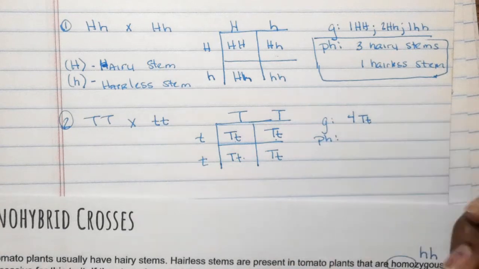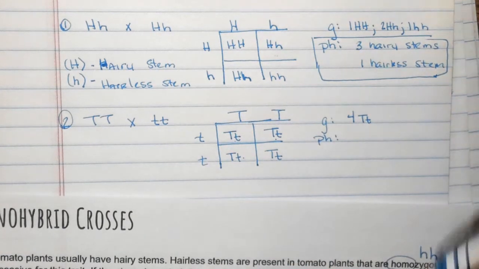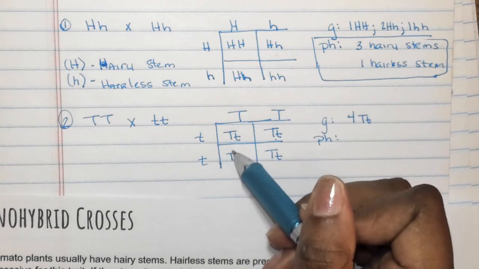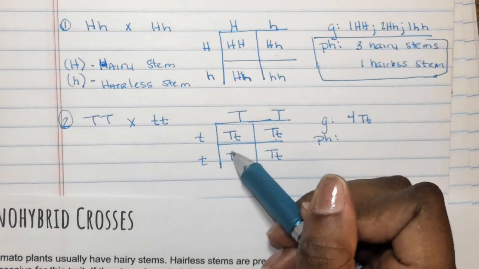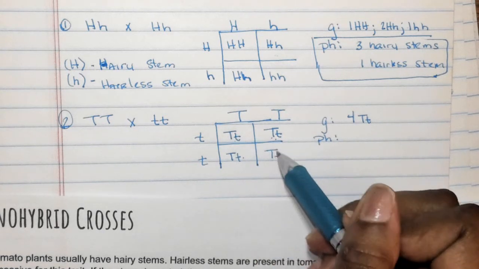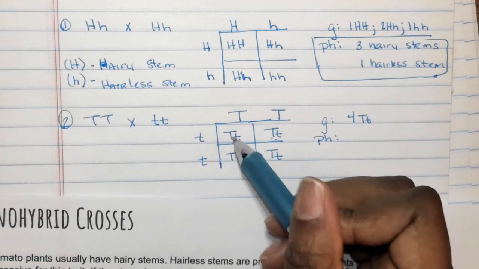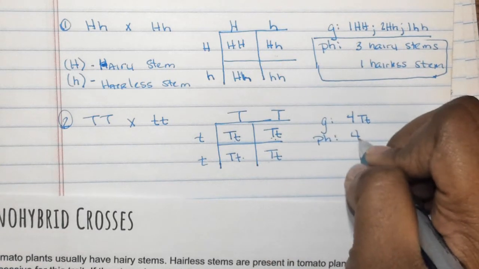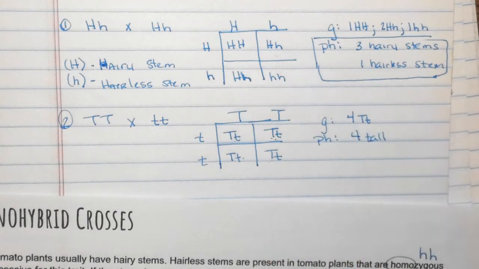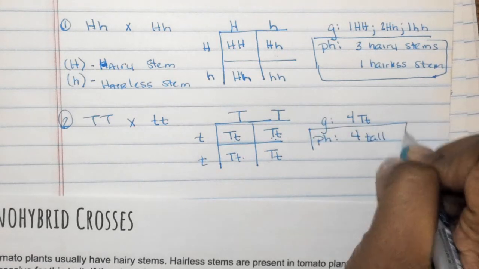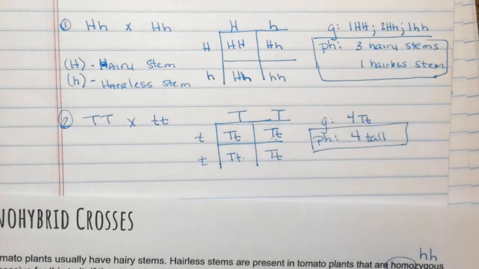The phenotype ratio, what are they going to look like? Well, the law of dominance says that if that dominant allele is there, then it's going to be expressed. So since there's a dominant allele in each box, each one of them is going to express the dominant trait, which is tall. So 4 tall. And that is the answer for number 2. 25 points for that one.